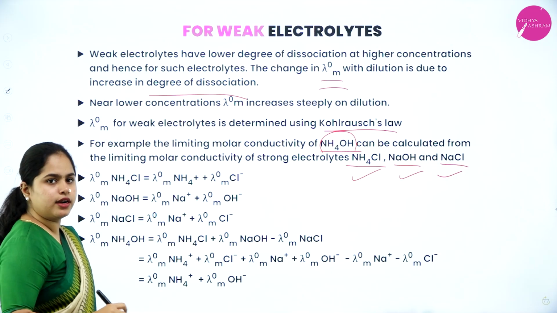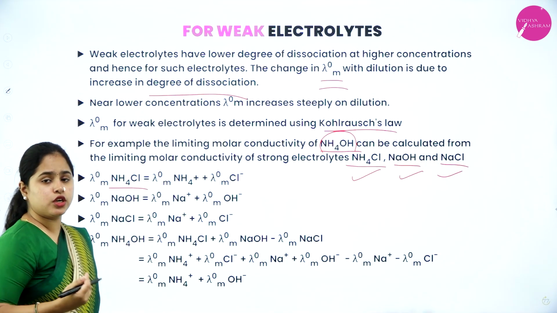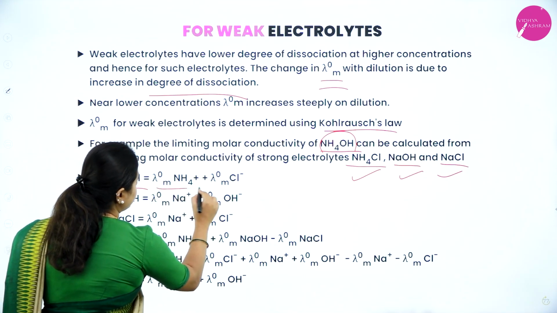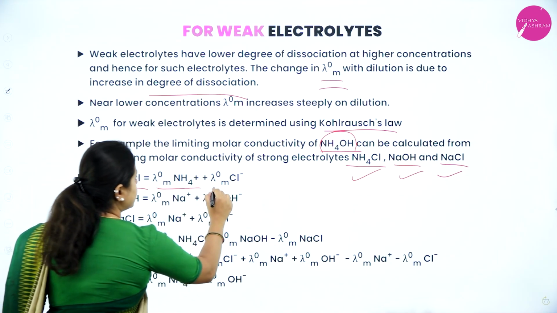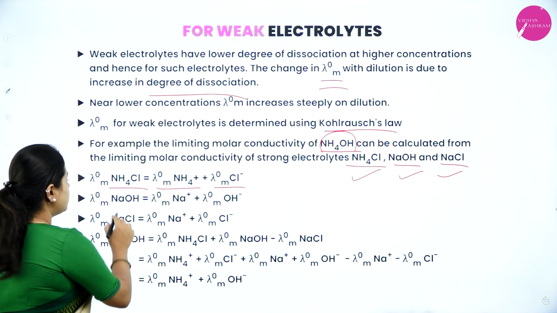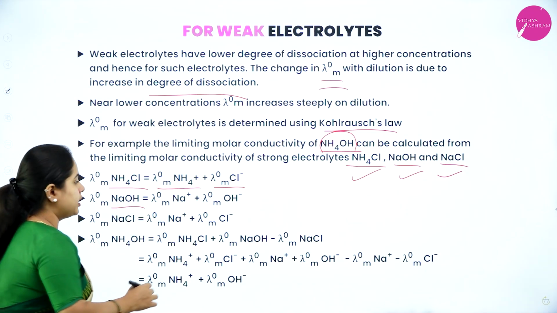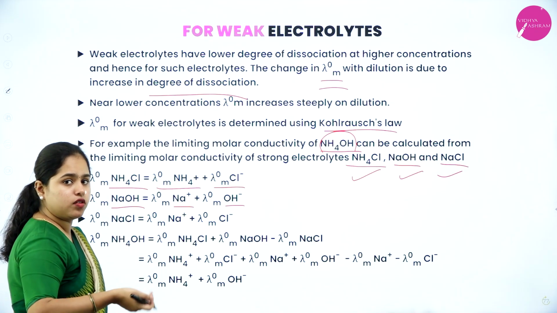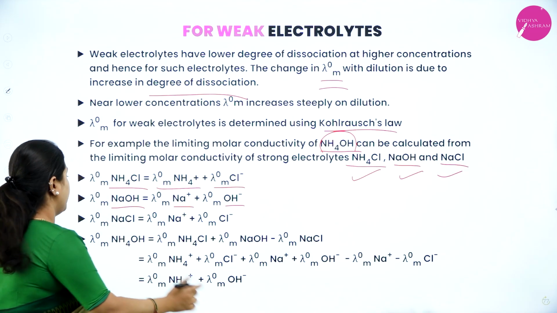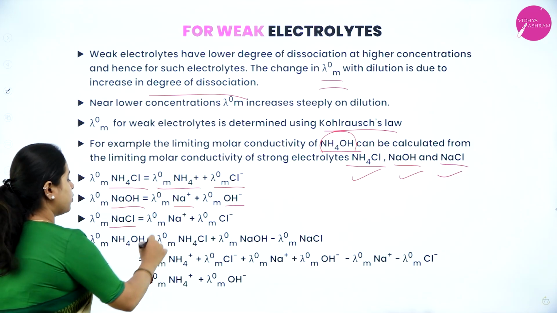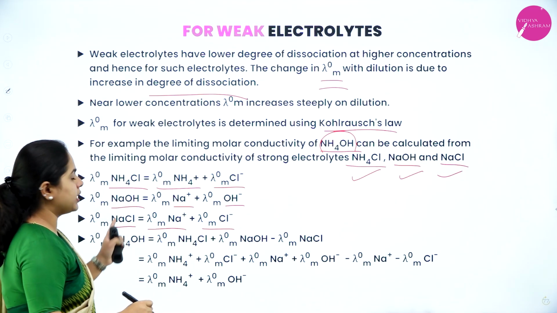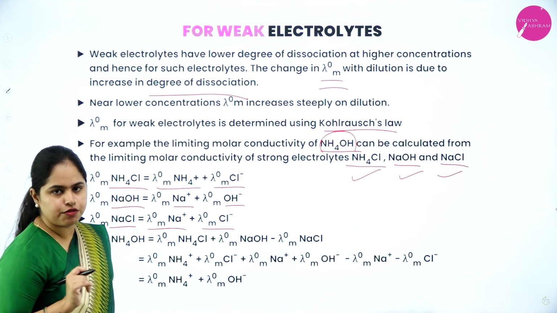So the limiting molar conductivity of NH4Cl using Kohlrausch's law, how do we calculate it? It will be the limiting molar conductivity of NH4 plus and Cl minus. Right. Now the same way for sodium hydroxide, it will be the limiting molar conductivity of Na plus and OH minus. Now for NaCl, it will be the limiting molar conductivity of Na plus and Cl minus. So these three, using Kohlrausch's law, we can find.